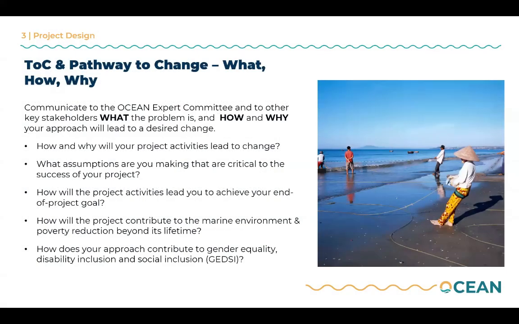So for your theory of change and pathway to change, it's going to be really important to communicate to the expert committee what the problem is and how and why your approach is going to lead to that desired change. So how and why will your project lead to change? And what are the assumptions that you're making that are critical to the success of your project? How are the project activities going to lead you to achieve that end of project goal? And how will the project contribute to the marine environment and poverty reduction beyond its lifetime? And of course, you'll need to also try to get across the message around your contribution to promoting gender equality, disability inclusion, and social inclusion.